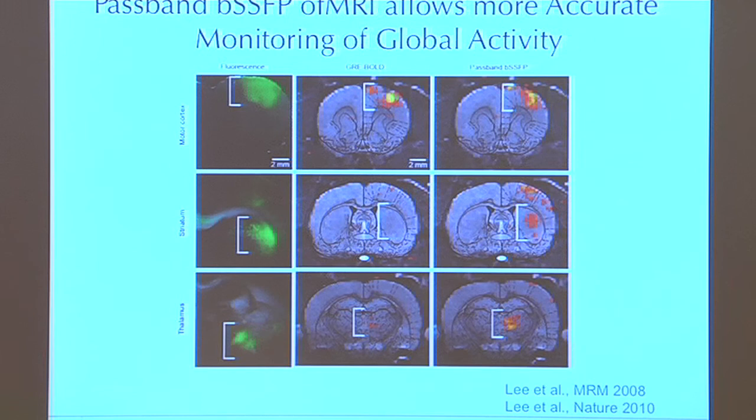However, using the conventional fMRI approach, we see very good signal in the motor cortex, while in these other areas we see very spotty or no signal, due to the fact that the underlying images used for the functional MRI acquisition were highly distorted. Using the passband balanced SSFP approach, we recover most of the signal, where we get nice signal in the motor cortex with robust recovery of all of this activity in these other regions.